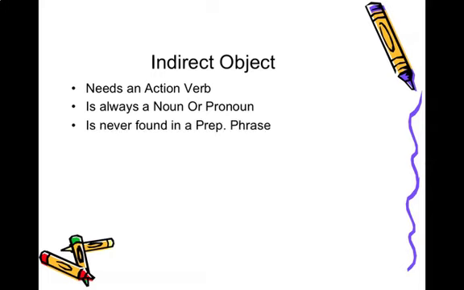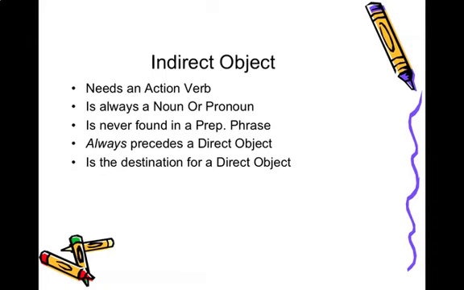Next, you're not going to find it in a prepositional phrase. No, sir. Now, this is a key one. It will always come before a direct object. To have an indirect object, it always has to come before a direct object. And think of it as the destination for a direct object. It's where the direct object is going. Now, I'm not going to have this on a slide, so listen carefully right here.